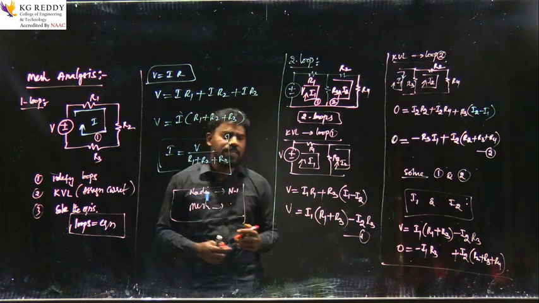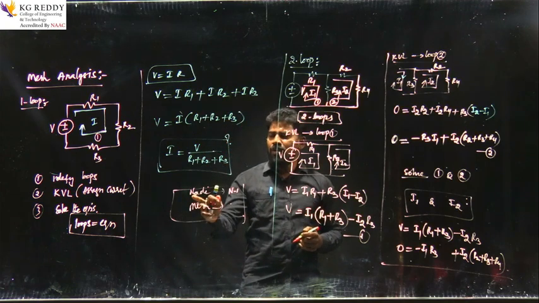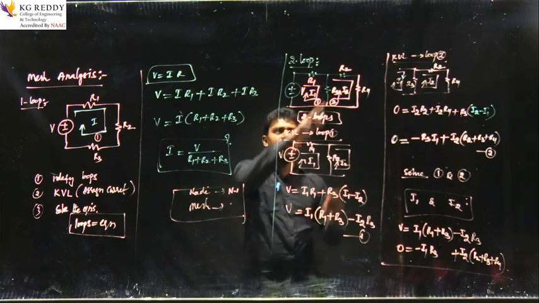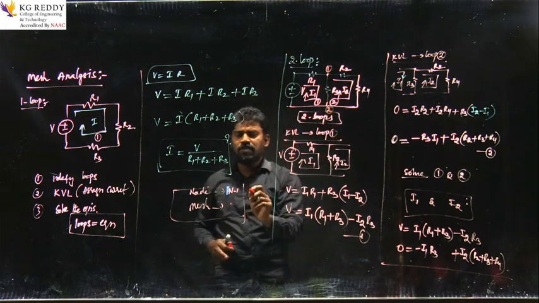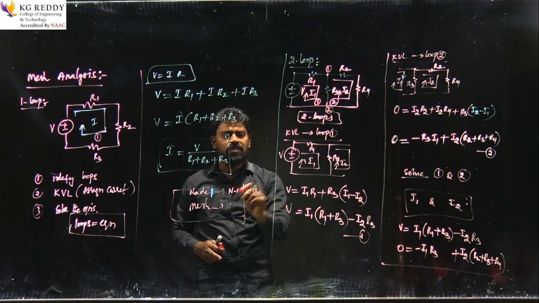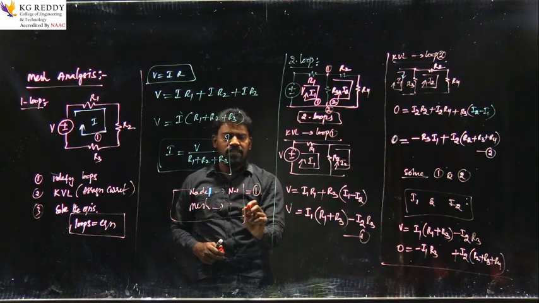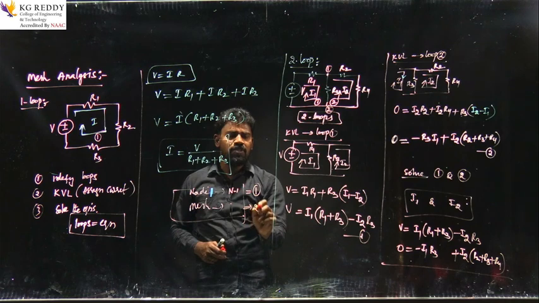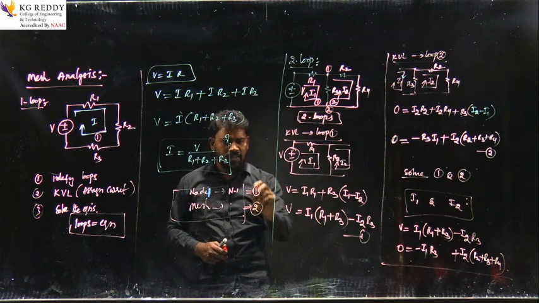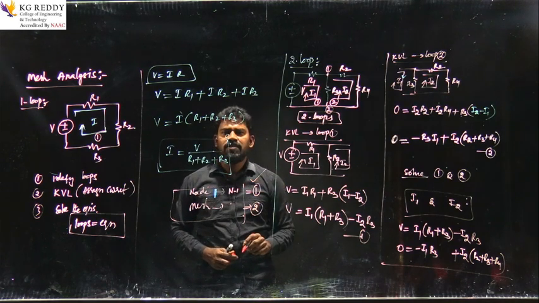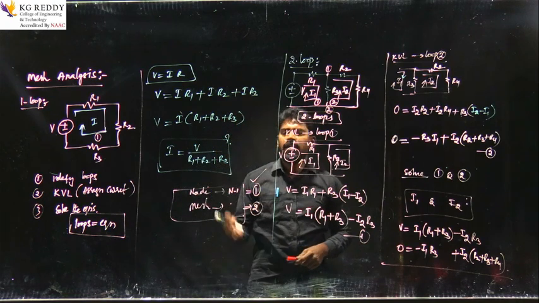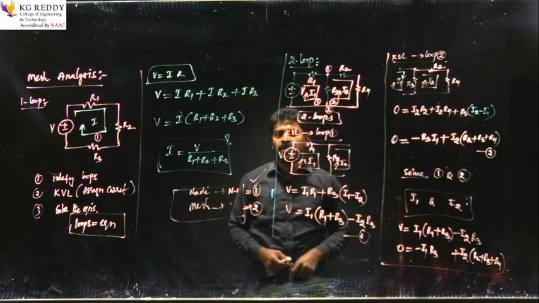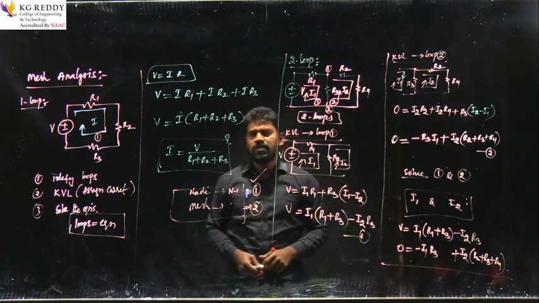So which one is better here? While applying nodal analysis to this network, only two nodes are there: this is one node and this is another node. Two nodes, 2 minus 1, so only one equation you will get. While applying mesh analysis, you will get two equations. Which one is better? Nodal analysis is the better technique to find the current in each and every element. Okay. Thank you all. Thank you one and all.